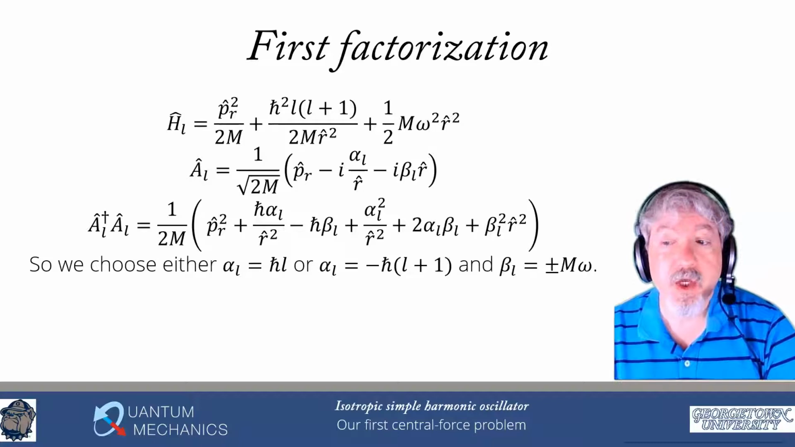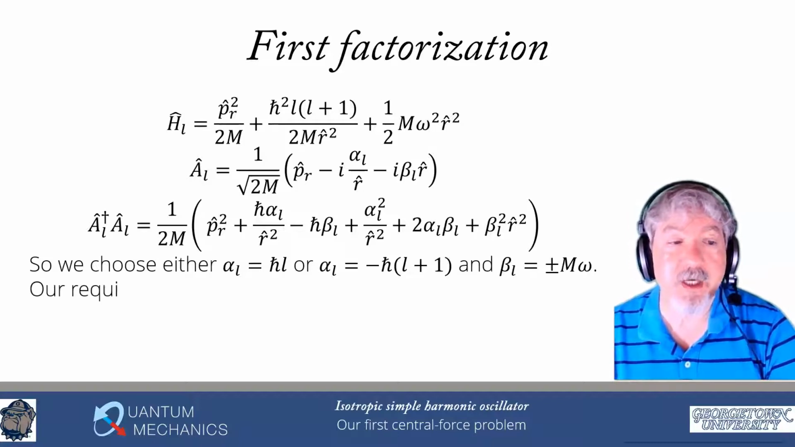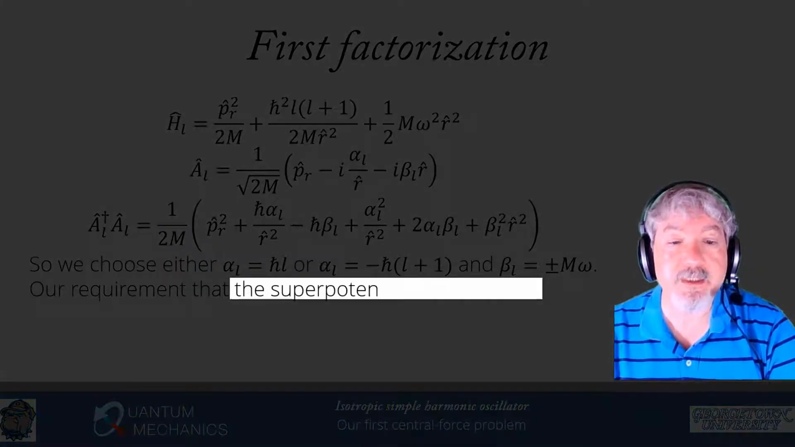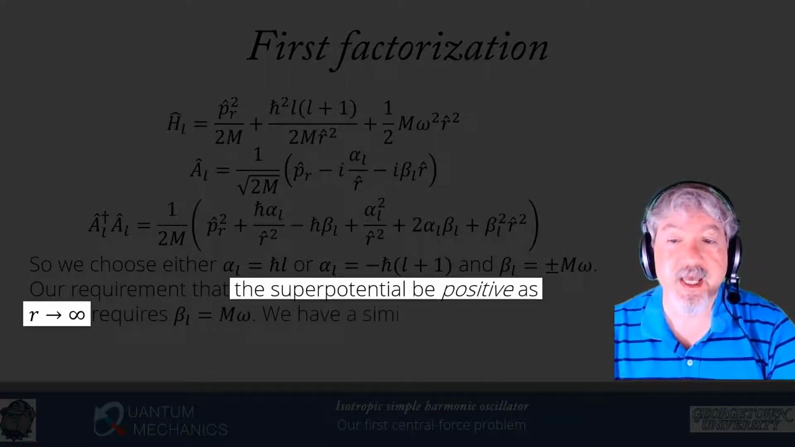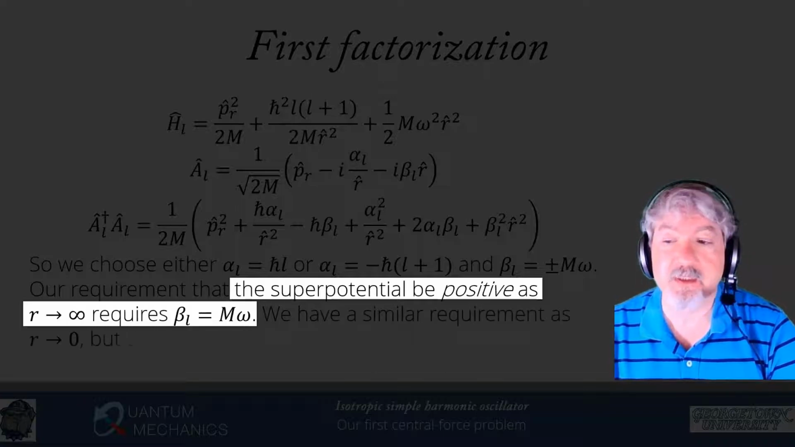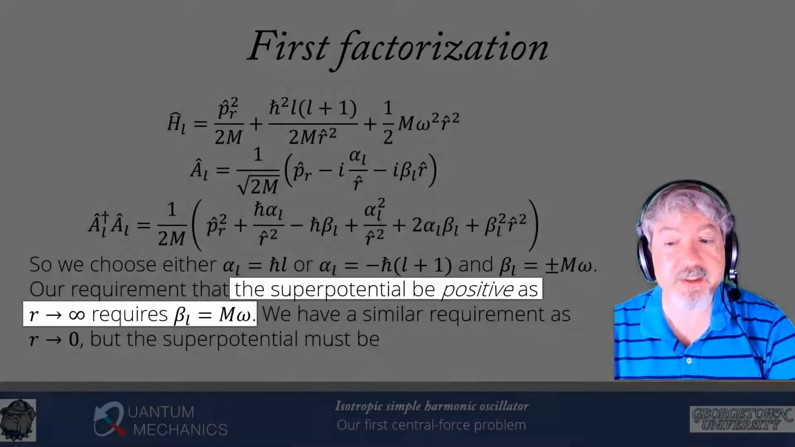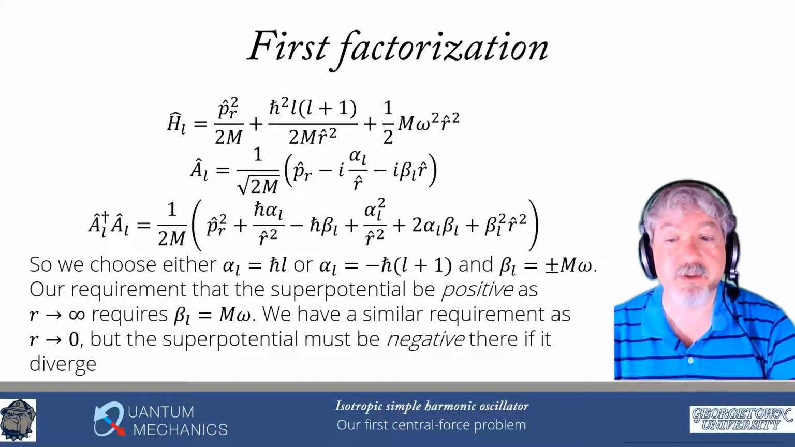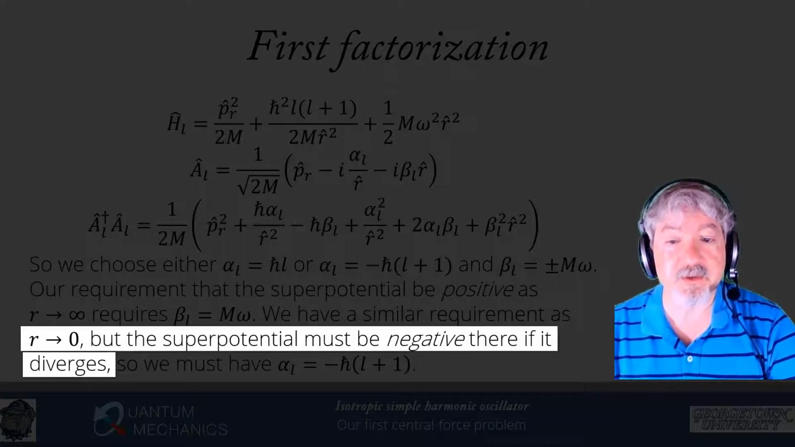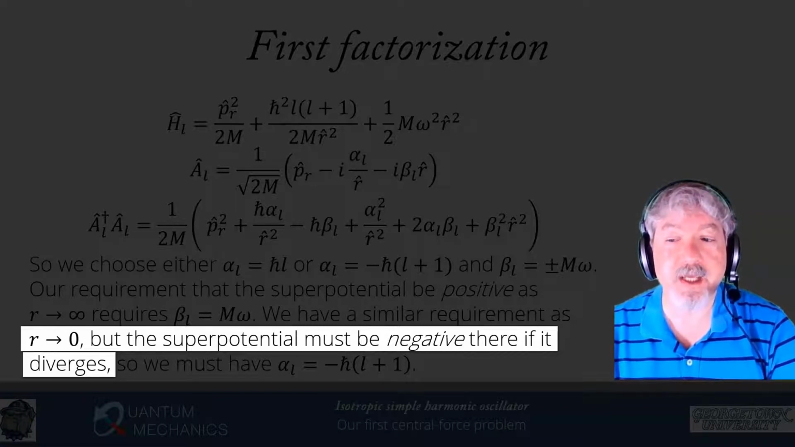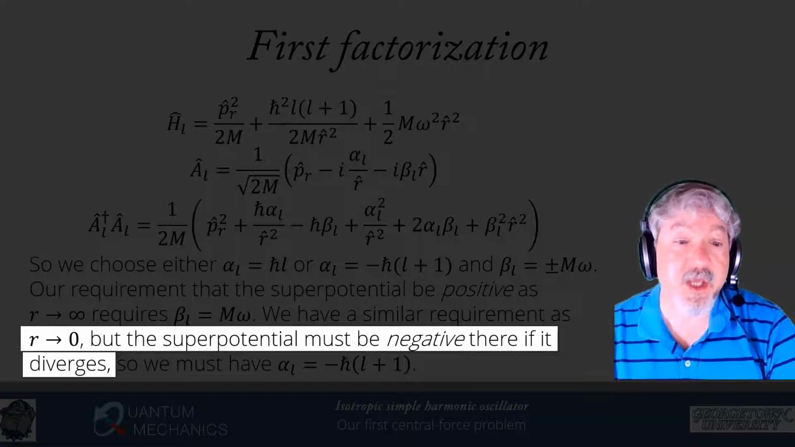How do we choose? Well, we have to remember what are the properties of the superpotential. One of our requirements is that the superpotential is positive as R goes to infinity. That means that I have to choose beta L equals m omega. Now, there's a similar requirement that we didn't list in our original list of rules, but as R goes to 0, the superpotential diverges, and the coefficient of that divergence must be negative in order for the wave function to be finite as R goes to 0. And so that's our second requirement.